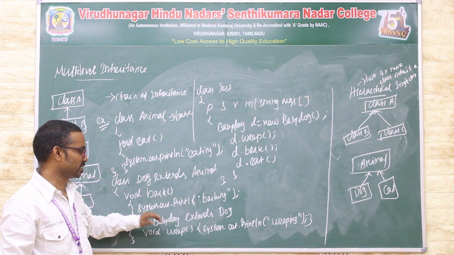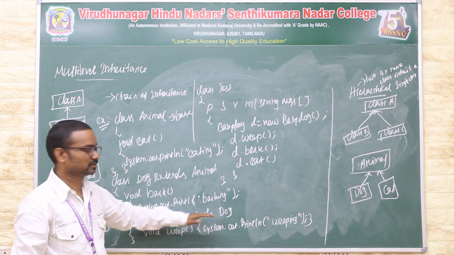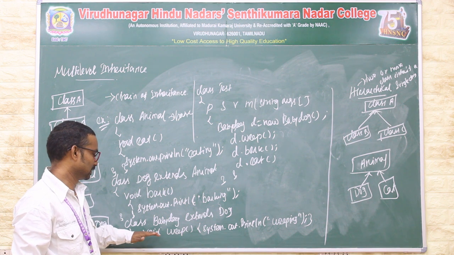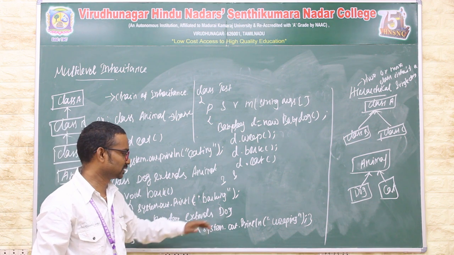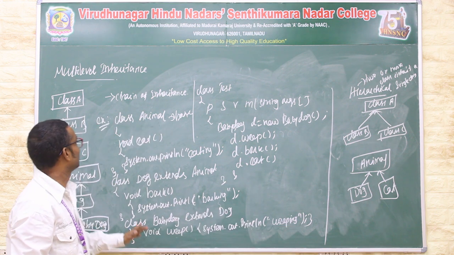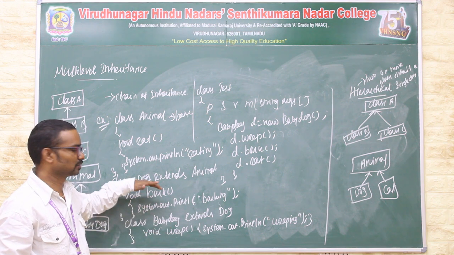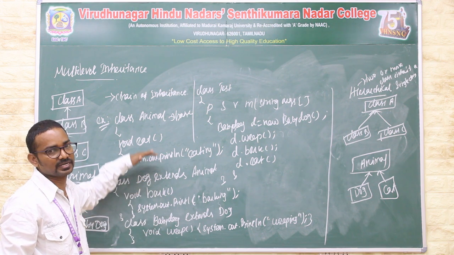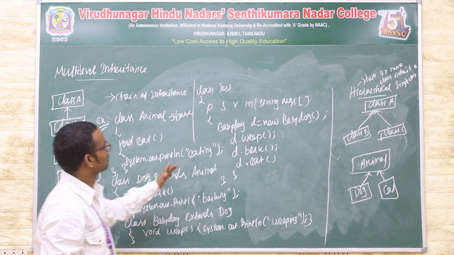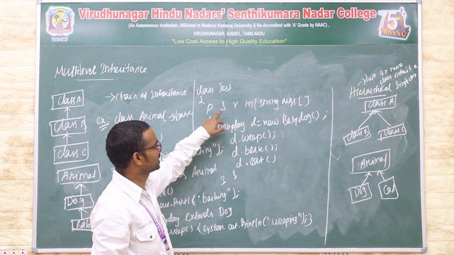Another class is called BabyDog. BabyDog is a subclass that extends the Dog class. The BabyDog class has a method, void weep, which displays a message, weeping. The main purpose of multi-level inheritance is that the BabyDog class inherits the properties of the Dog class, and the Dog class again inherits the properties of the Animal class. This is also called multi-level inheritance.